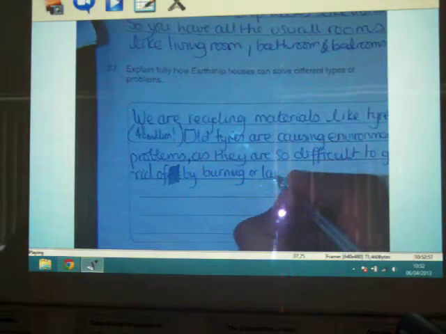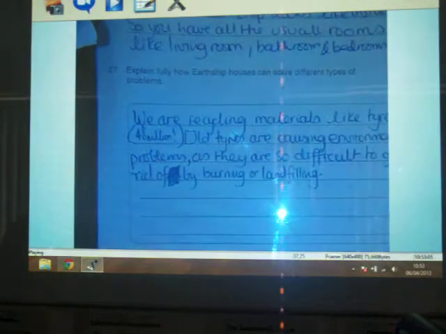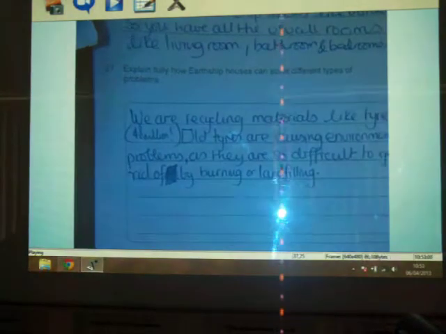What do they normally do? Landfill. Landfilling. Okay. So we're recycling materials like tires, 48 million of them. Okay, what's another problem?